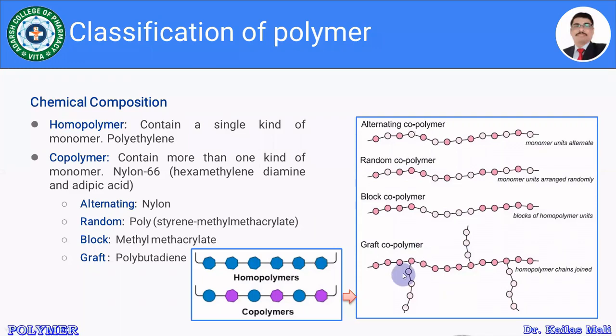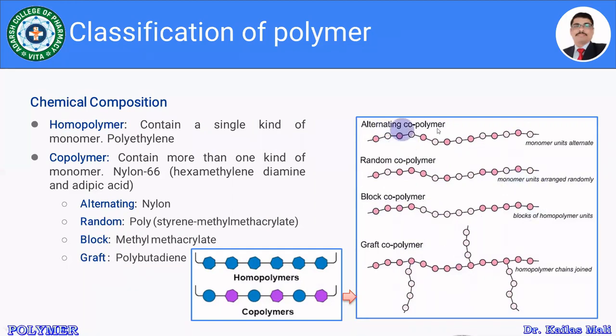So according to chemical composition, the polymer can be classified as homopolymer and copolymer. Homopolymer, which contains a single kind of monomer, for example polyethylene. Copolymer, it contains more than one kind of monomer, for example nylon 66, which contains hexamethylene diamine and adipic acid. Furthermore, the copolymers are classified into the alternating copolymer, random copolymer, block copolymer, and the graft copolymer. So here I have shown the arrangement related with the copolymers.